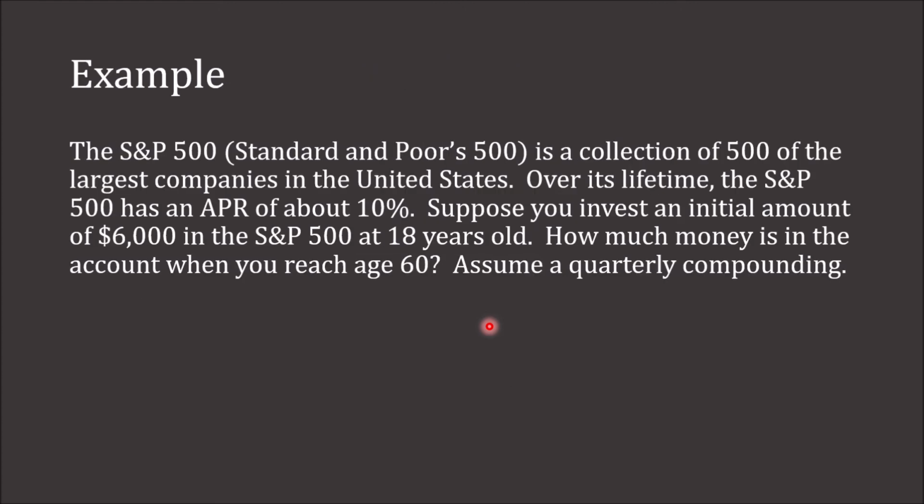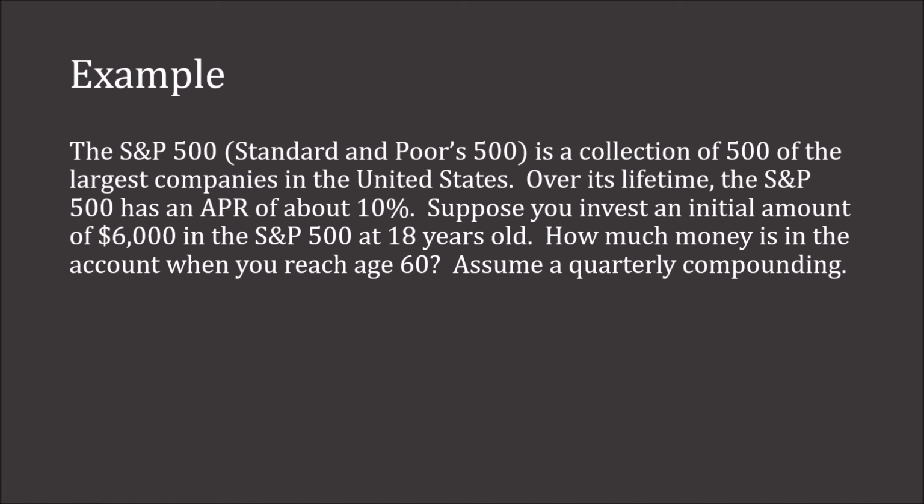The S&P 500 is known as the Standard & Poor's 500, which is just a collection of 500 of the largest companies in the United States. Over its lifetime, the S&P 500 has an APR of about 10%. So if you take all its ups and downs over its lifetime, it has averaged about a 10% gain per year. So suppose you invest an initial amount of $6,000 in the S&P 500 at 18 years old. How much money is in the account when you reach age 60? Assume a quarterly compounding.